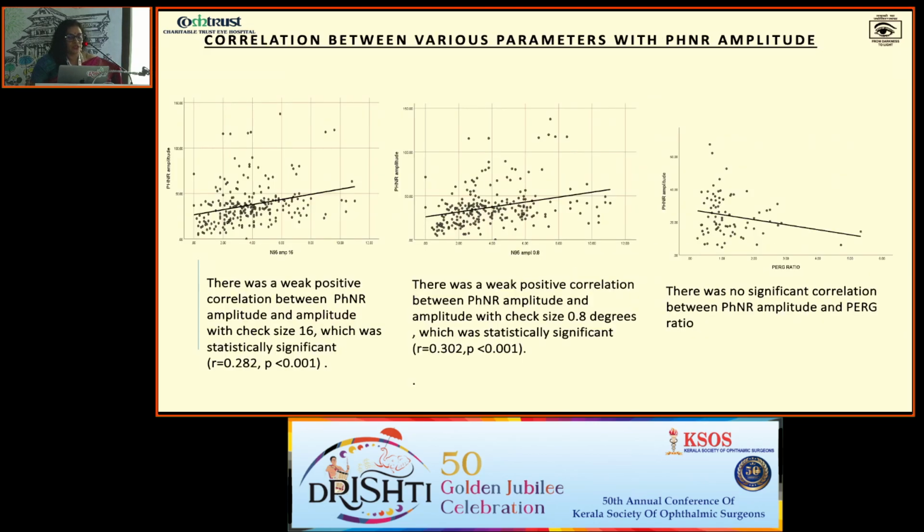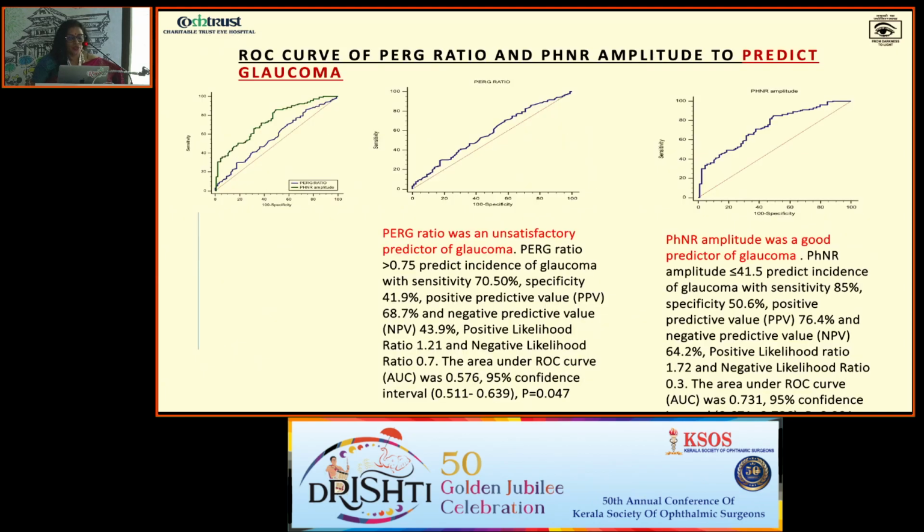We went on to look at the correlation. There was a weak positive correlation between the PHNR amplitude in both the checker size 8 and 16, but there was no statistical correlation between the PHNR amplitude and the PRG ratio. And when we looked at the ROC curve, the PHNR amplitude was a good predictor of glaucoma, whereas the PRG ratio was an unsatisfactory predictor of glaucoma.